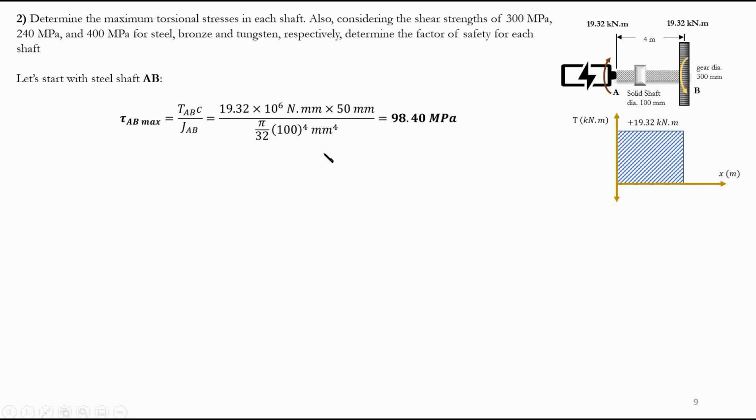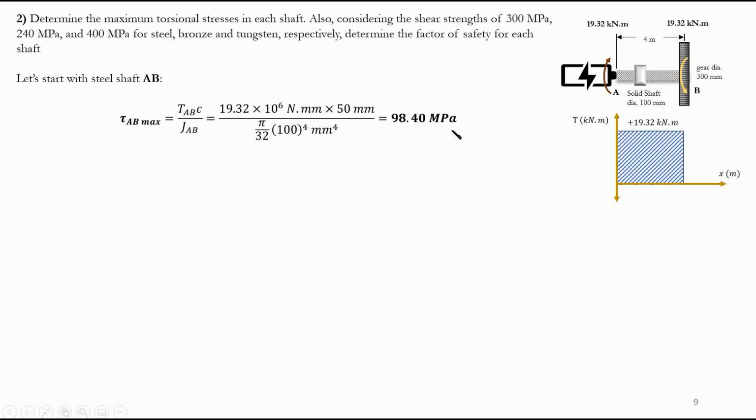And here, this is the J value, pi over 32 times diameter to the power of 4. Again, this is the J for a solid circular section. And as you can see, I have used all my units as Newton, millimeters to the power of 4, so that I will end up with Newton per millimeter squared for my stress, or megapascal directly, which is the most common unit of reporting stress values. So from here, I get my tau AB, basically the maximum shear stress for portion AB.